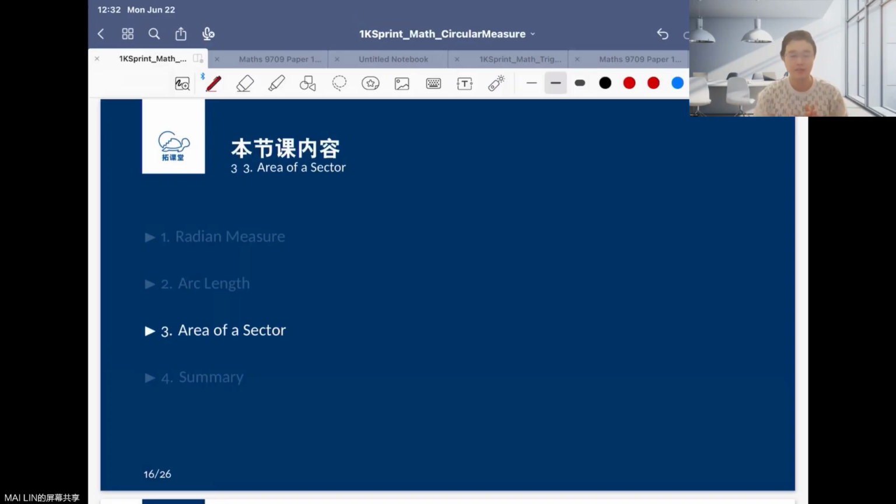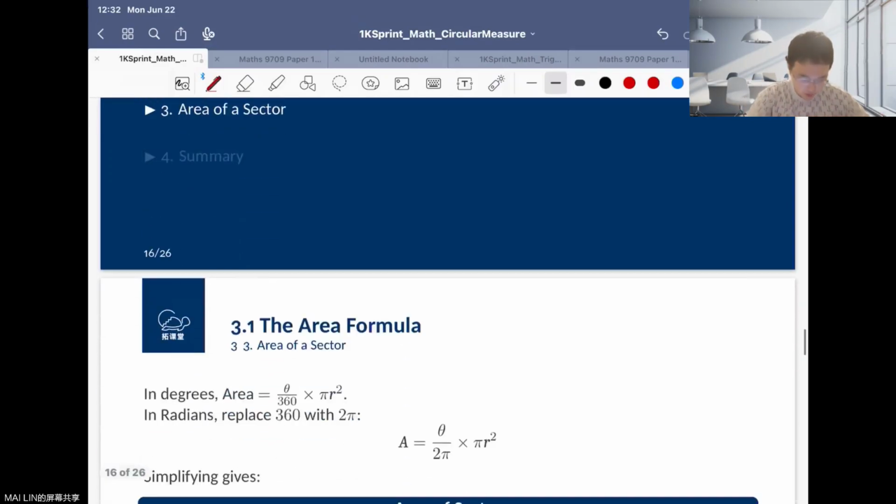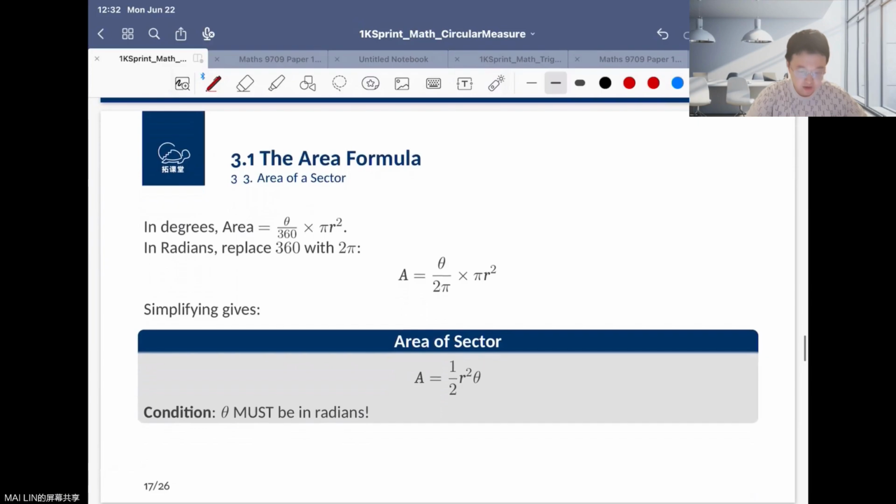Okay, hello guys. Today we are talking about the area of a sector. So let's move to the first part of the area formula. For the area, we can just consider here is a circle and here is a sector of it.